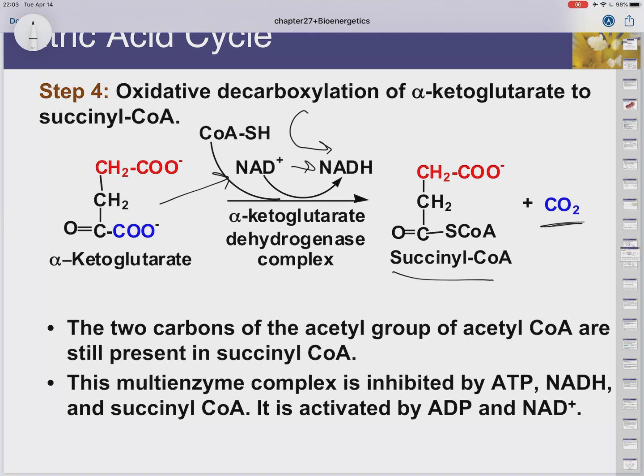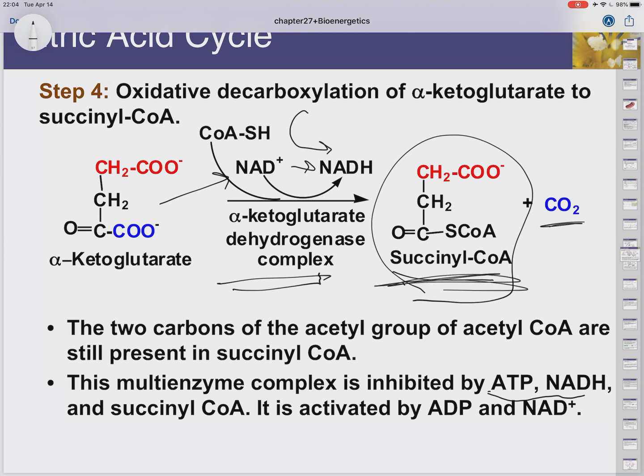This is a multi-enzyme complex getting all this done. Again, it's inhibited by the presence of ATP, NADH, and succinyl-CoA. Succinyl-CoA is the direct product of this complex. So if this is already in high concentrations, then we don't need this enzyme to do this job, and so of course that would negatively regulate it.